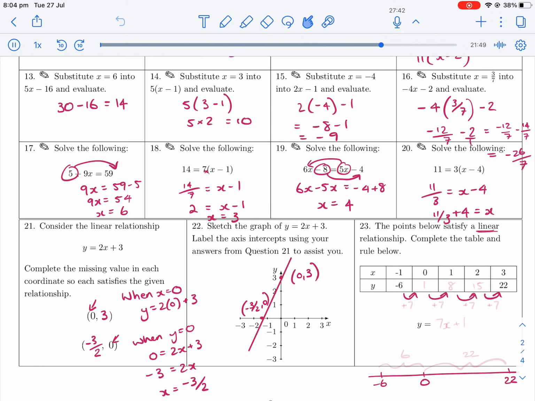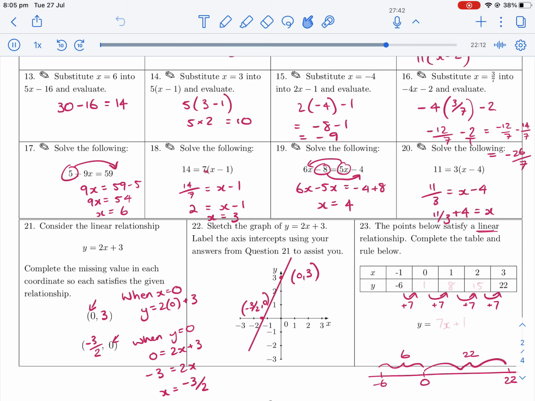So here's 0. All right, well, there's 22 units here and 6 units here. So in total, there's 28. So we need to divide 28 by 4. So we've got plus 7, plus 7, plus 7, plus 7. Let's see if this could work.